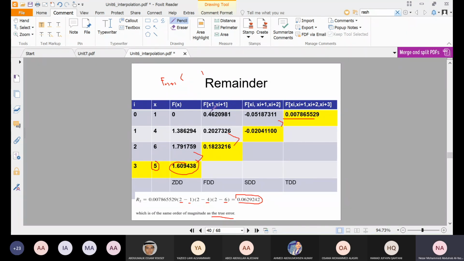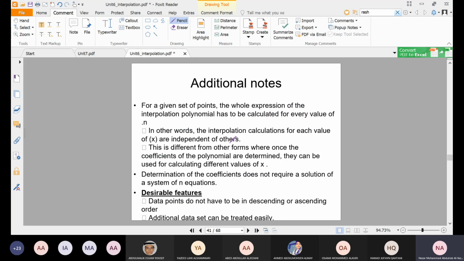So this is about the remainder, how we can compute the remainder, and this is very important. Okay, so this additional point.